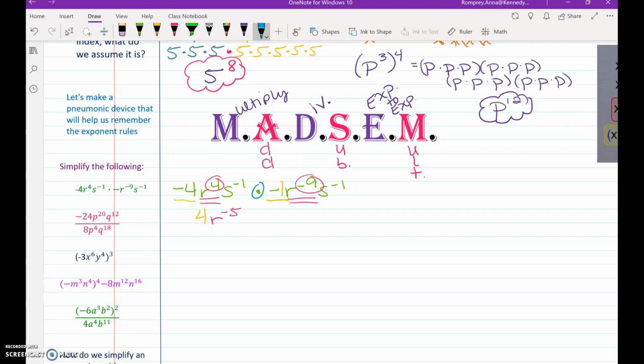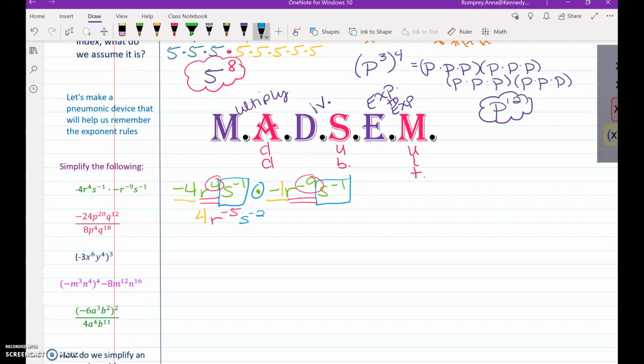Now let's look at our s's. So s to the -1 times s to the -1. Again, we're multiplying, so we're going to add. So -1 plus -1 gives me s to the -2. Awesome. You have simplified. However, you are not done. We cannot leave negative exponents as a final answer. That's a big no-no. Like you're literally cursing in math if you leave it that way.